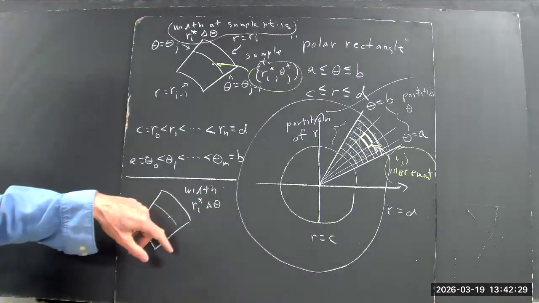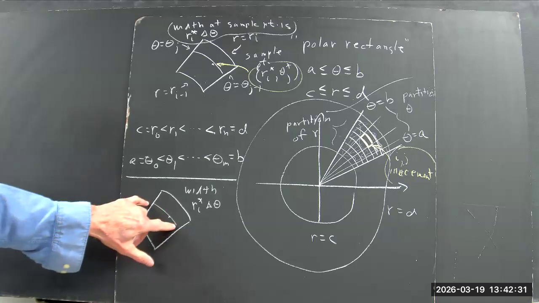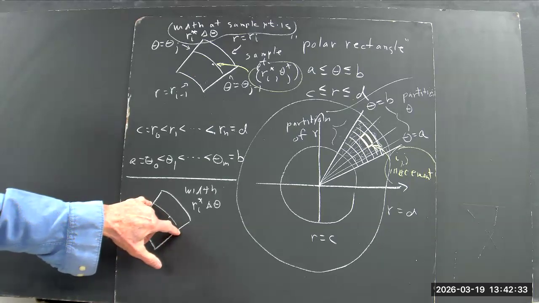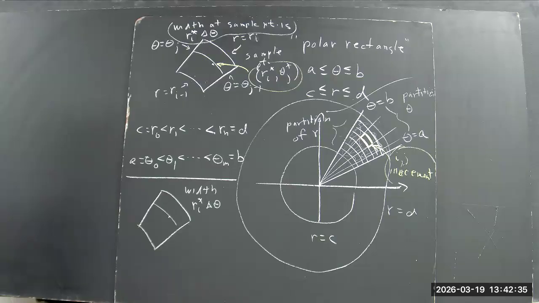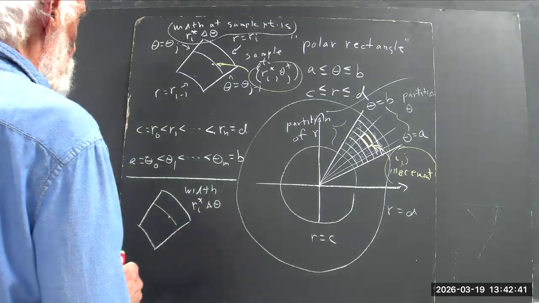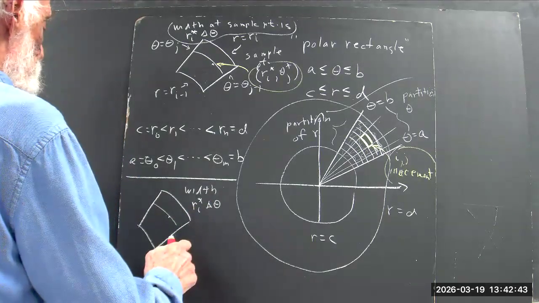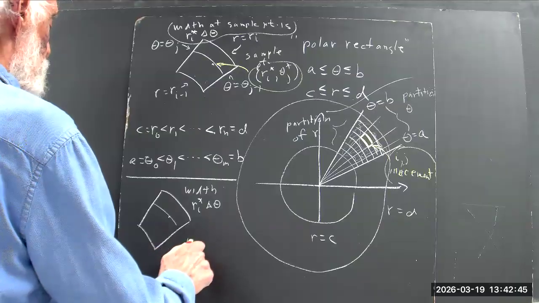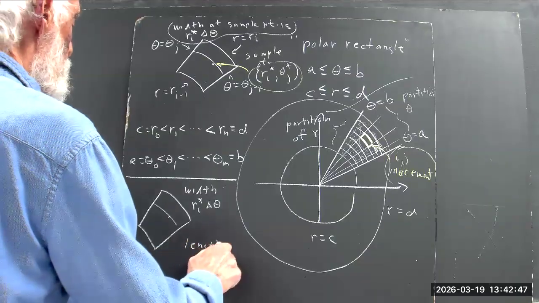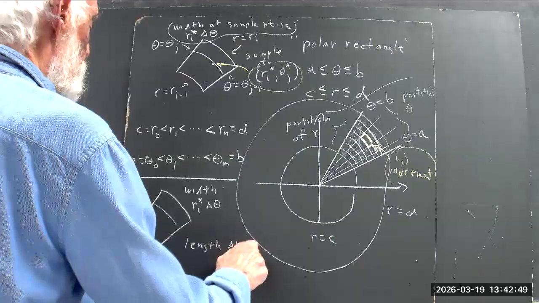Ignoring the fact that there's a little bit of an arc there and the arc distance is a little more than the distance from here to here, when we shrink it down, it's not going to make a difference. So your width is r sub i star delta theta, and the length, let's say, is just delta r sub i.